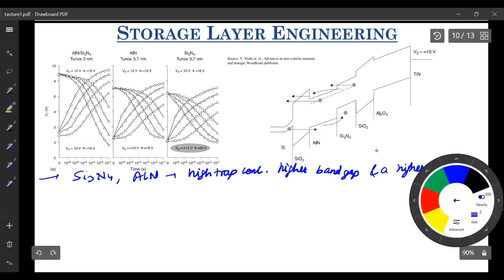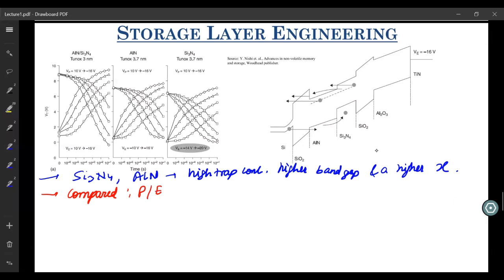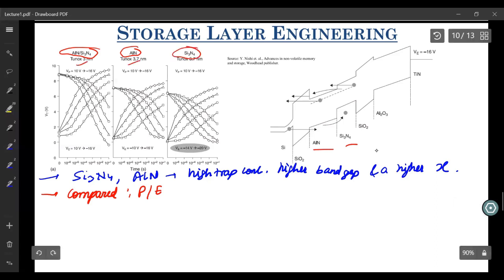So here in this curve, people have just compared the memory characteristics, that is program and erase VT characteristics, leading to different programming window and sense margins of cases where first is your ALN Si3N4 stack. So it's a stack of ALN Si3N4, which is kind of this. Second is pure ALN, and third is pure Si3N4. And you can see that the tunneling oxide values are different in the three cases.